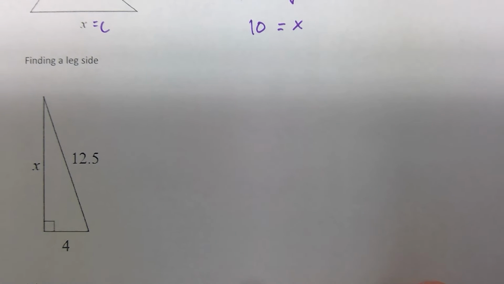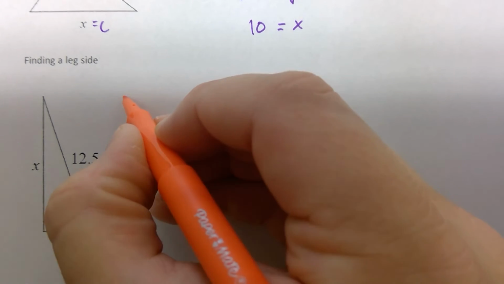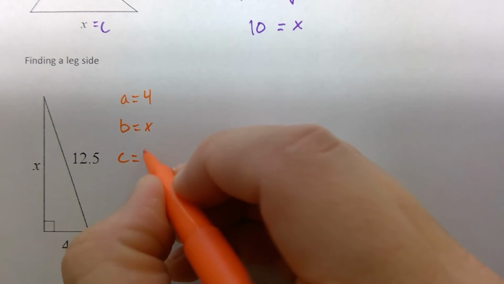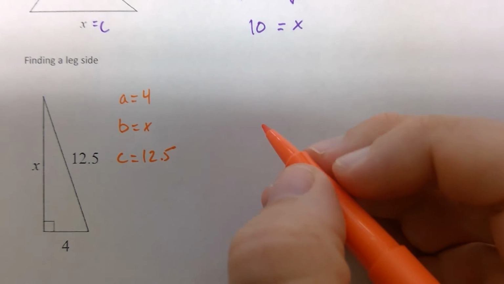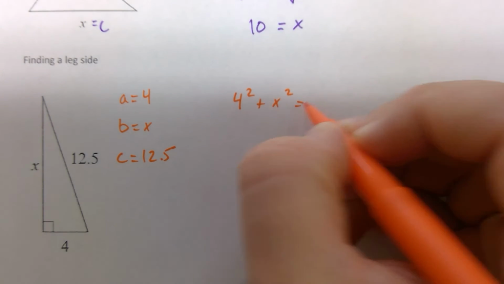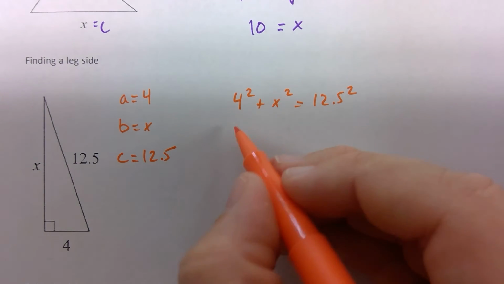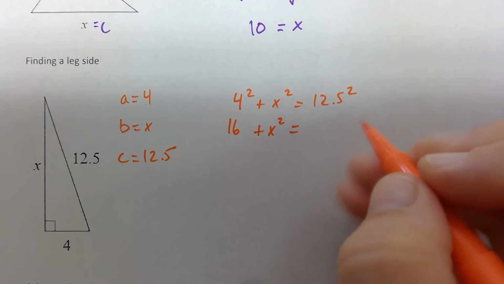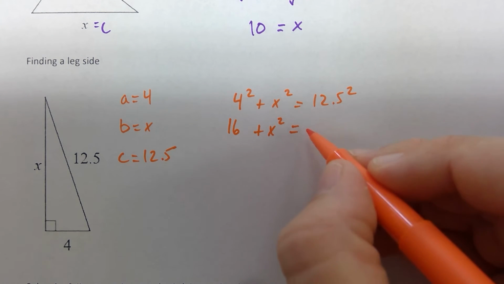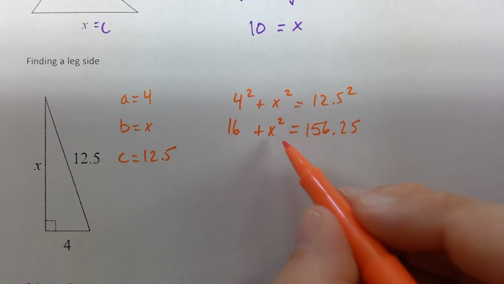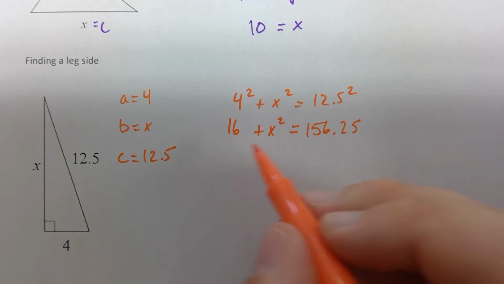Now if we want to find a leg side, we're going to take the same approach. Okay, so I'm going to say that A equals 4, B equals x, C equals 12.5. And then I'm going to plug in. So I have 4 squared plus x squared equals 12.5 squared. Use my calculator to get 16. Hopefully we could do 4 squared without a calculator. But 12.5 squared, definitely need a calculator there. Gives us 156.25.